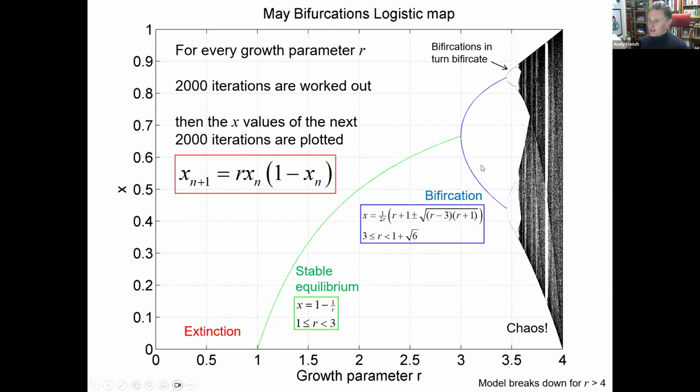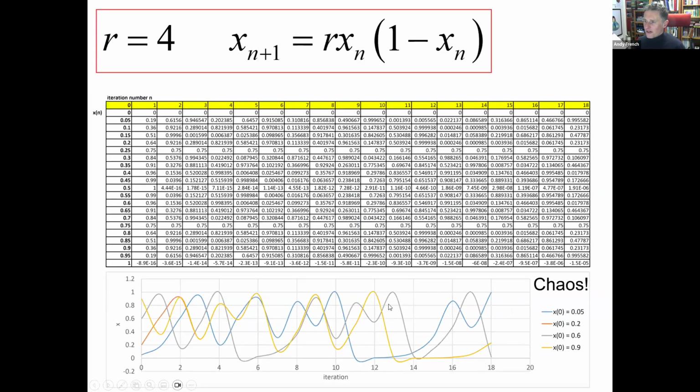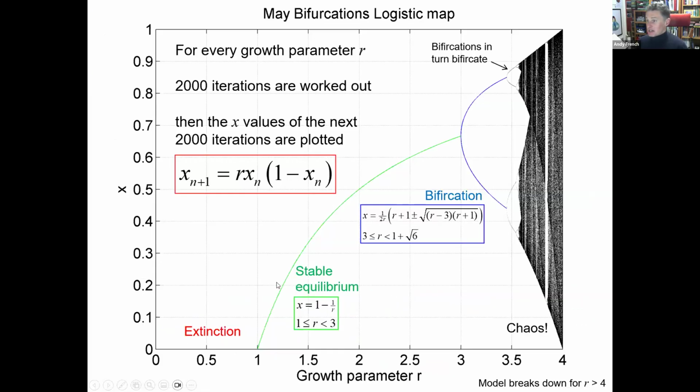Rather than plotting just one trajectory versus time, we plot all of them. Let me explain this graph because it's quite cool. Basically, you say, I'm going to start with loads of possible starting values of x, and I'm going to run it for maybe 2,000 iterations. So not 20, but 2,000. I've done this with a computer. I work out 2,000 iterations, and I then plot the next 2,000 values just on the same graph. So there's no time here. I basically plot them on a graph, and this is what I get.